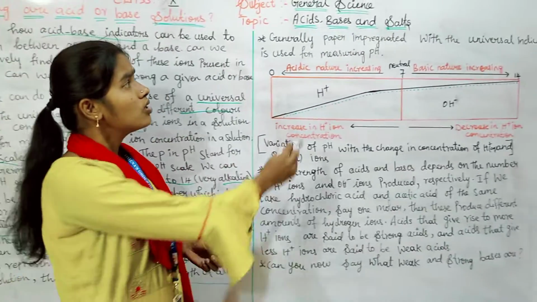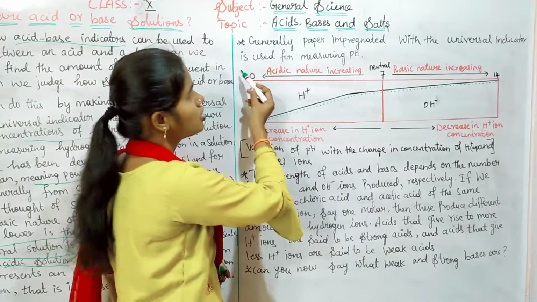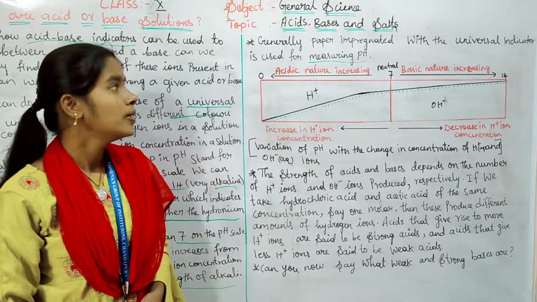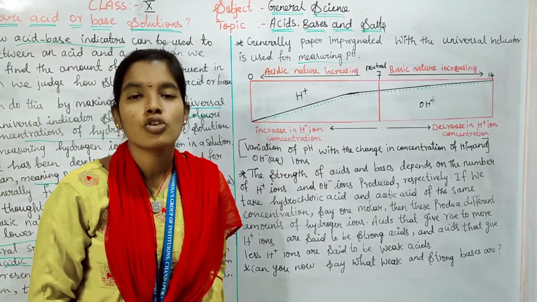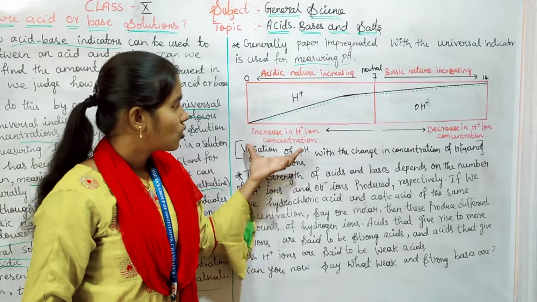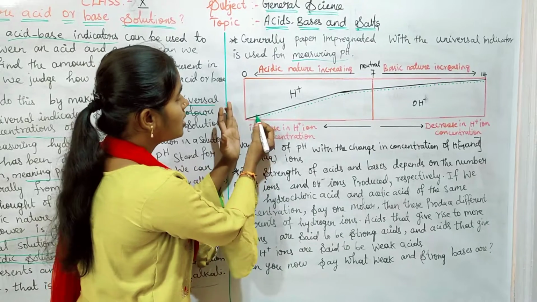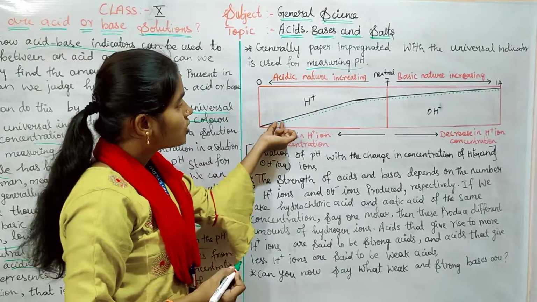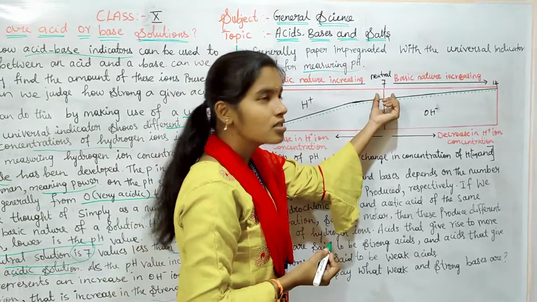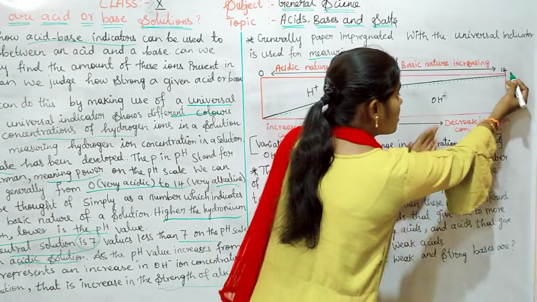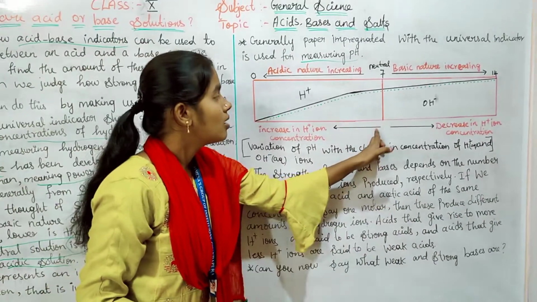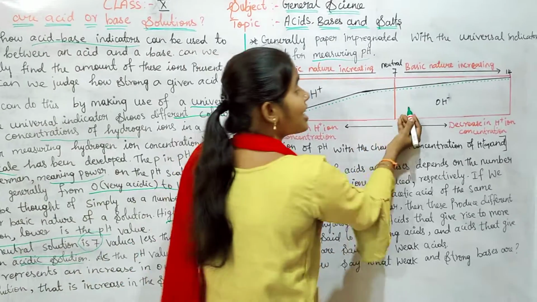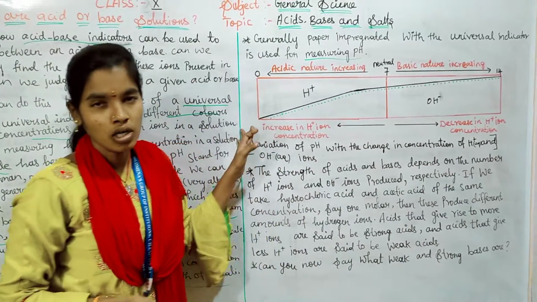Generally, paper impregnated with the universal indicator is used for measuring pH. For our purpose, we are using the universal indicator for measuring pH, potence of hydrogen. You can see the diagram I drew here. 0 is very acidic, and slowly the concentration of H plus ions decreases until it becomes fully basic in nature. From 7 to 0 the H plus ion concentration is increasing, and from 7 to 14 it is decreasing.